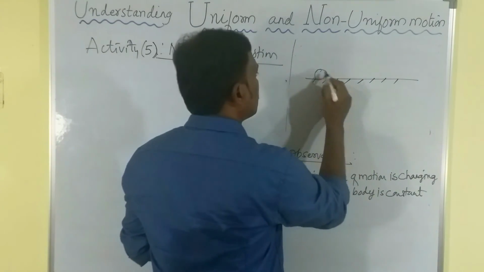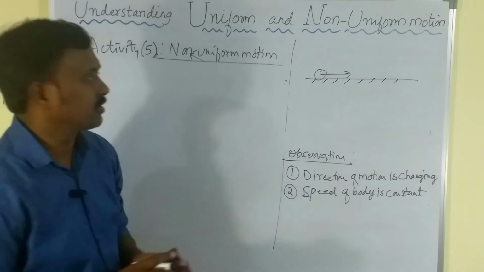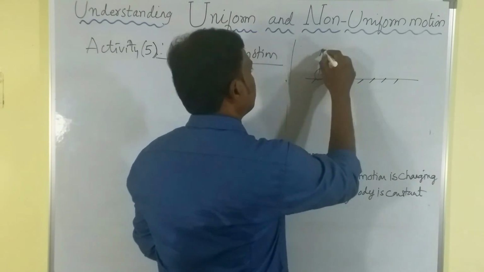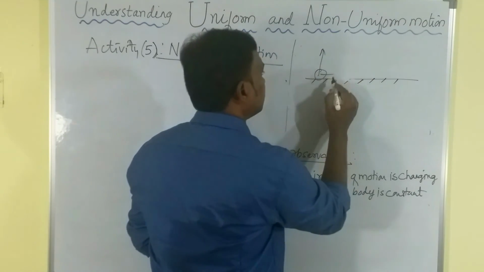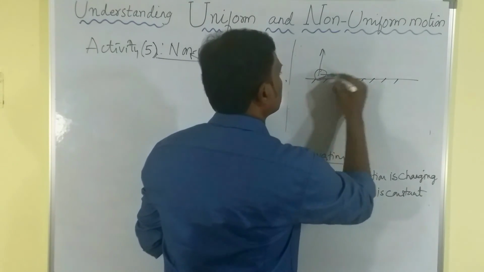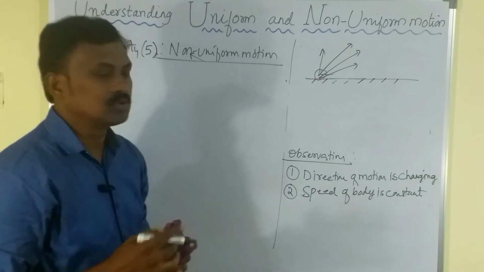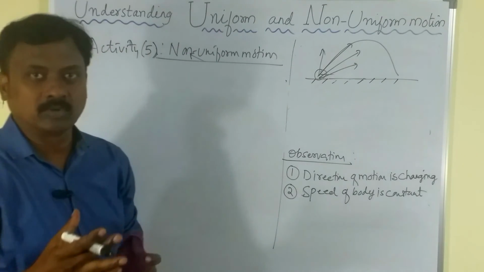Don't throw the ball along the horizontal, or vertically upwards. You have to throw the ball making some angle with the horizontal. Either you can throw like this, or in this way, or in this direction. So when you throw the ball, what happens? The ball will travel a parabolic path.